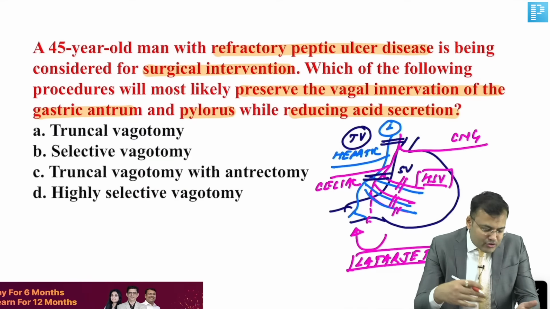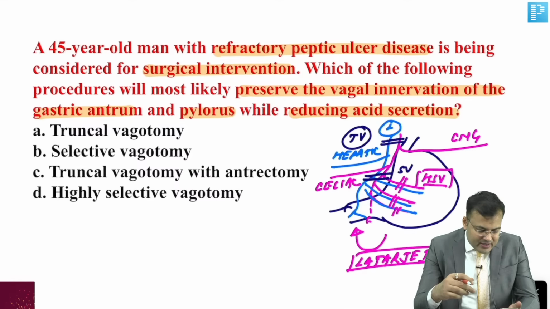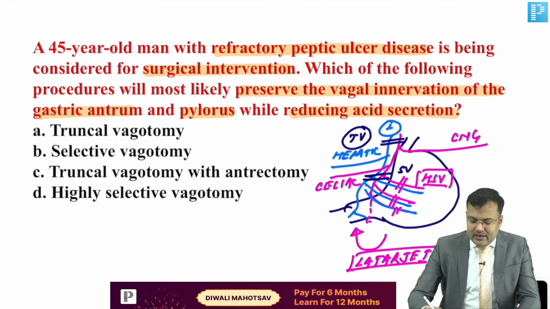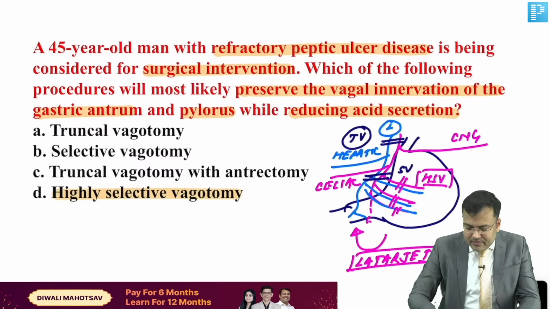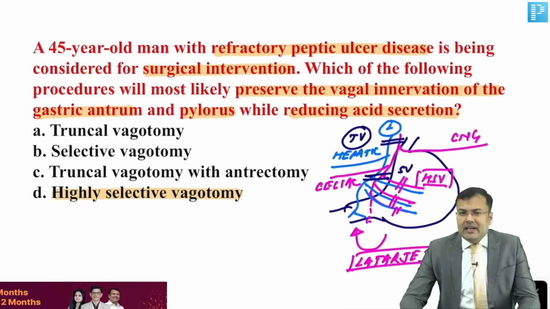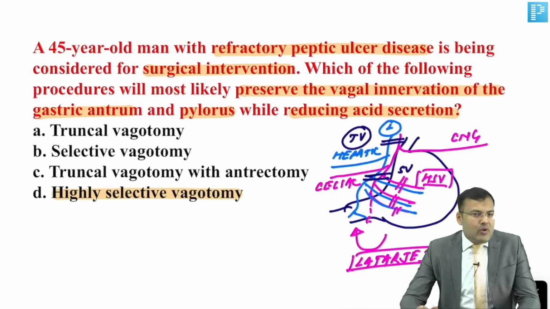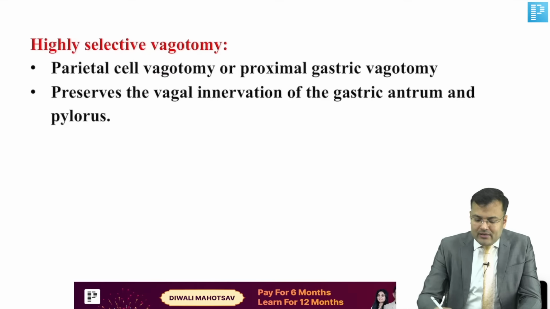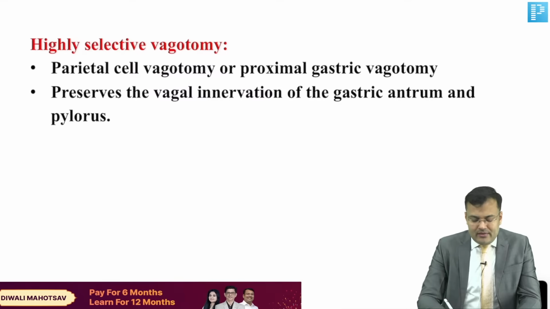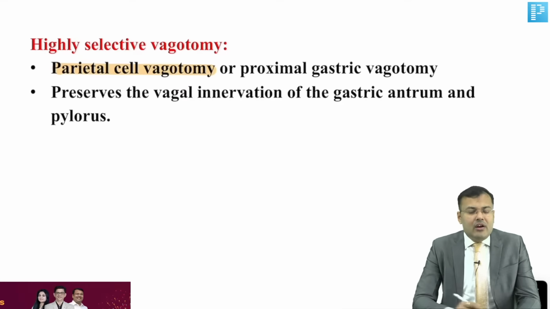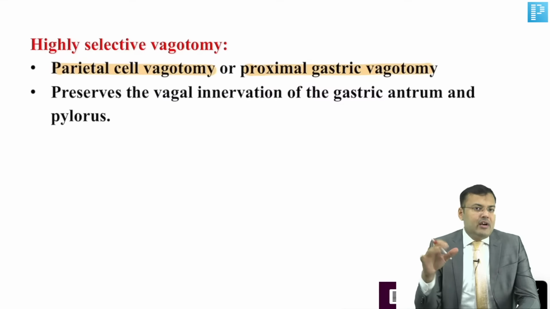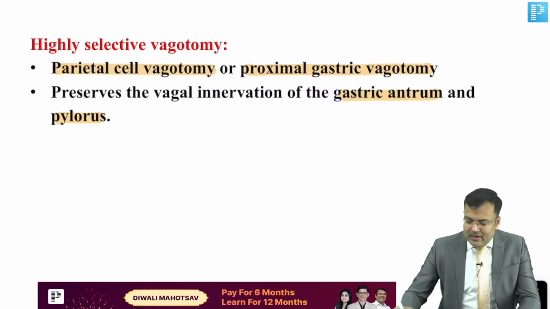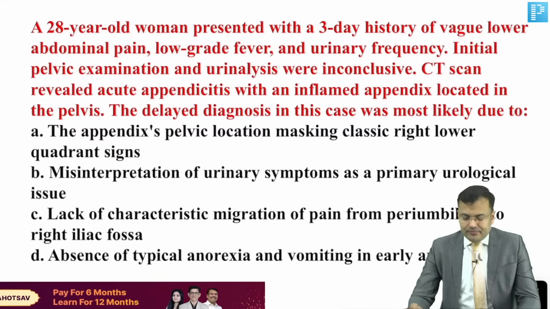Highly selective. So almost everybody is correct. Sri Devi, Chahat, Nazia Ali, Pradeep Singh, everybody is correct, guys. We are doing highly selective vagotomy. In it, the innervation of the gastric antrum and pylorus is preserved while it reduces acid secretion. So the correct answer is option D. The other name of highly selective vagotomy is parietal cell vagotomy, also known as proximal gastric vagotomy. It preserves the vagal innervation of the gastric antrum and pylorus. Clear? So guys, see the next question, very easy.